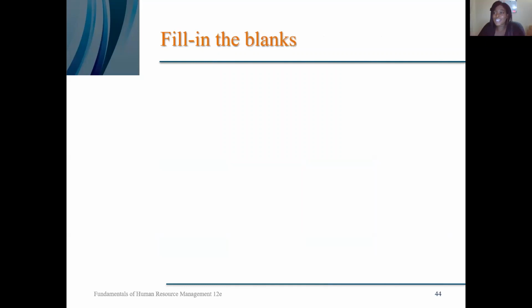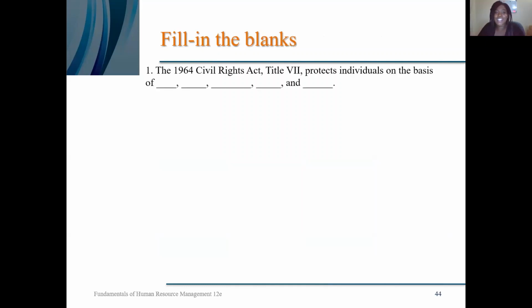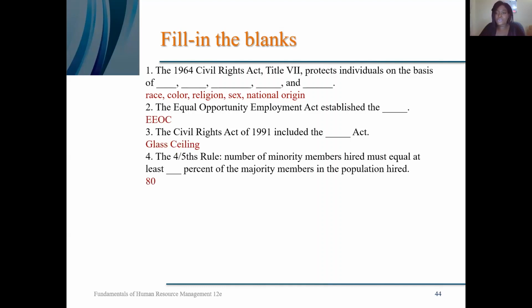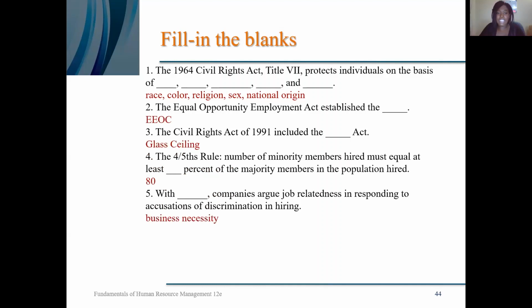So let's do a little fill in the blank. You can do this on your own because it's no fun since you're not here. The Civil Rights Act, Title VII, protects individuals on the basis of race, color, religion, sex, national origin. The Equal Employment Opportunity Act established the EEOC. The Civil Rights Act of 1991 included the glass ceiling. The four-fifths rule speaks about that 80%.